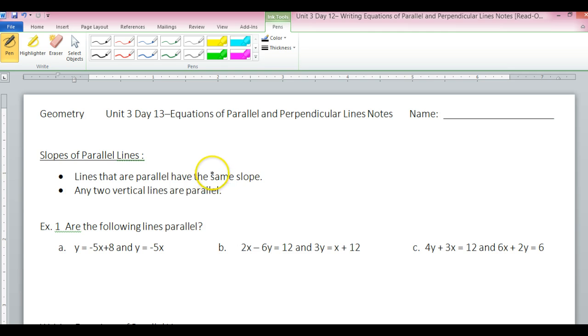Today we talk about writing equations of parallel and perpendicular lines. Most important thing about this entire lesson is knowing and understanding that everything we work with is all about the slopes of these lines. Okay? And to start, slopes of parallel lines, what do we know about them?